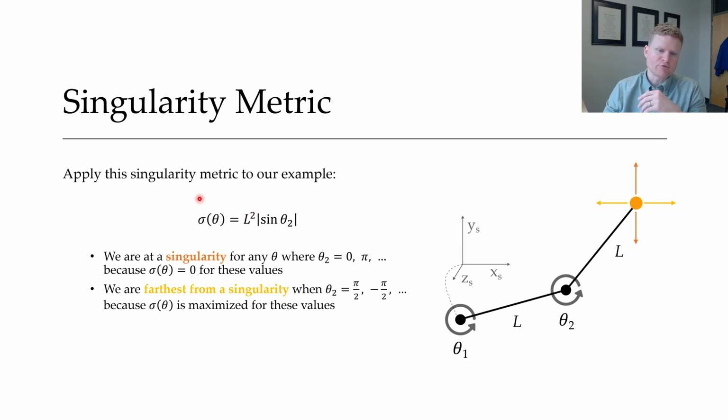Conversely, if I can increase the value of sigma, I'm getting farther and farther away from a singularity. I'm maximizing something called my manipulability. That's going to occur when the sine of theta 2 is equal to either 1 or -1, again because I've got the absolute value. Looking at my joint values, I can make this happen when theta 2 is equal to pi over 2, negative pi over 2, and so on. So here are the joint values that maximize the metric and maximize my manipulability, whereas these are the joint values that minimize the metric and lead to singularities.